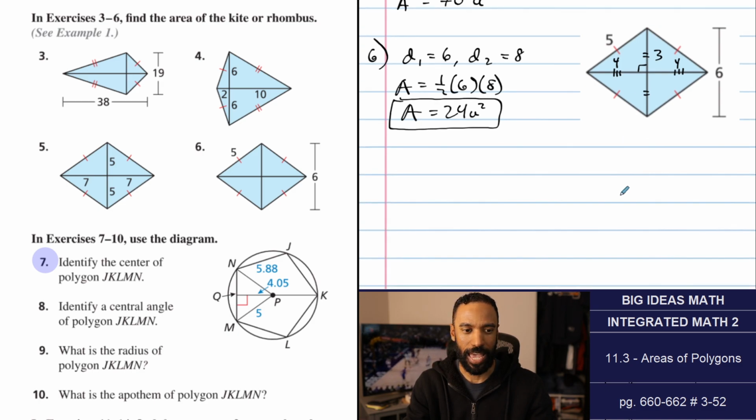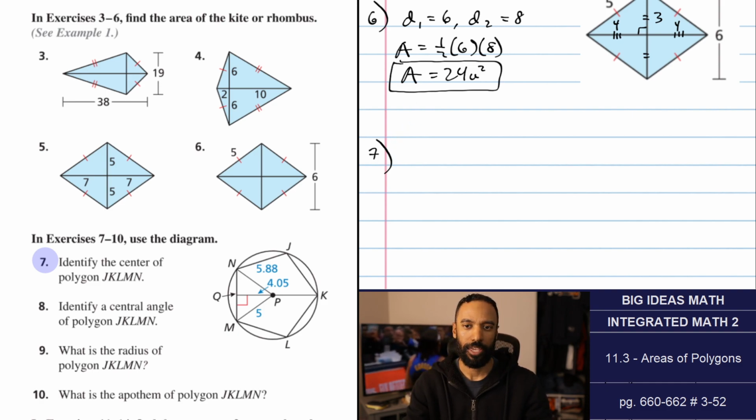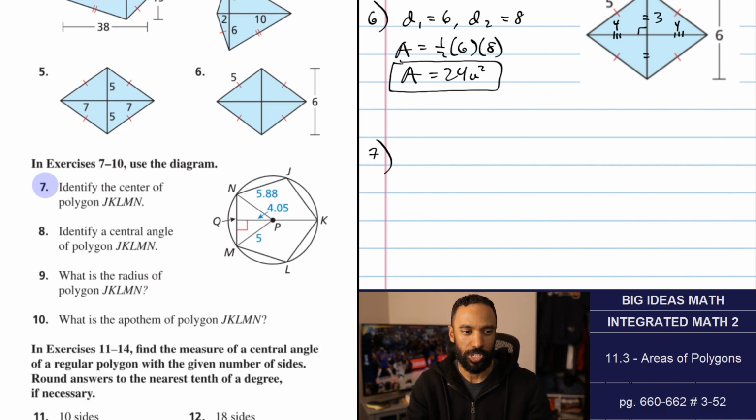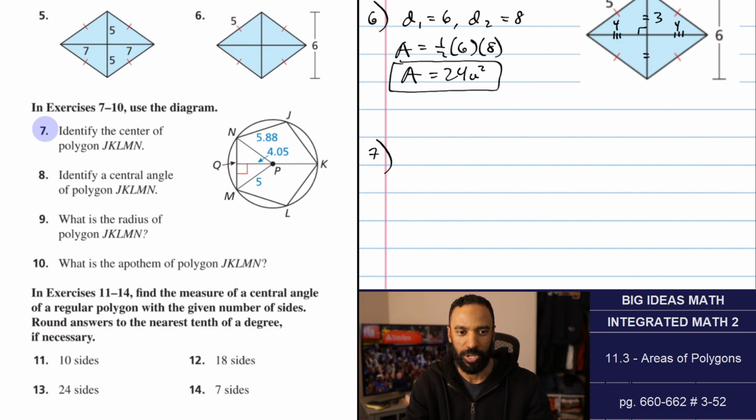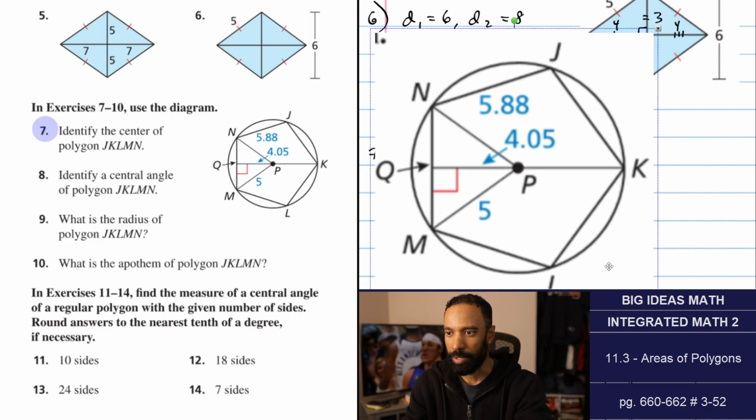Okay, in 7 through 10, we're going to use the diagram. Now, they don't say regular polygon, but just like the first problem we saw before from the vocabulary and core concept check, I guess we're just assuming it's a regular polygon. It is inscribed in the circle. But we're just going to have to assume it's regular from what they say. They ask what's the radius and stuff like that. So, yeah, it's all good.